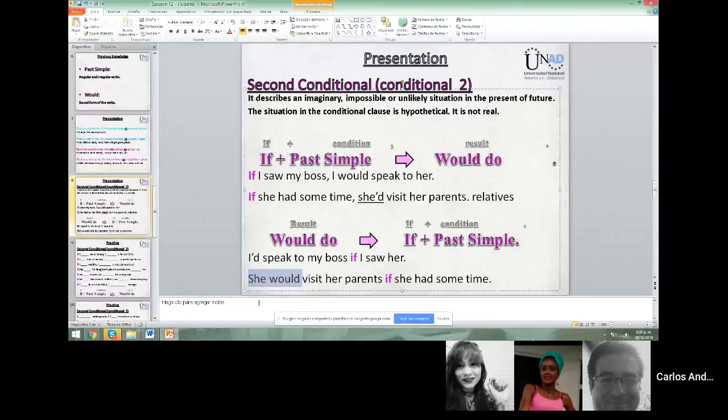Algo de tiempo. Very good. Very, very good translation. Thank you very much. So again, it is the same meaning. If she had some time, she'd visit her parents. Sorry, let me erase this. It is the same as she would visit her parents if she had some time. It is the same. So guys, we are going to continue with the practice, okay?